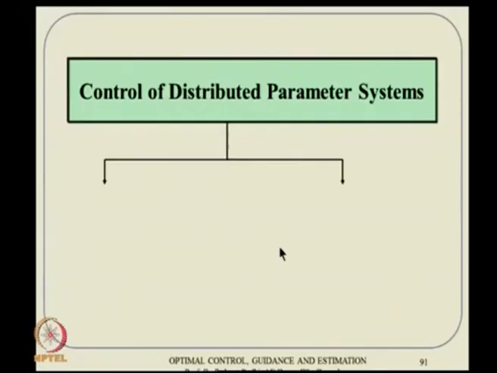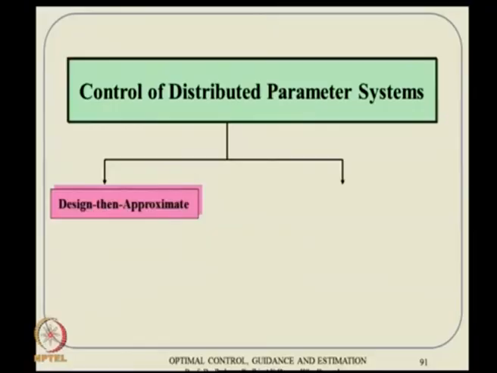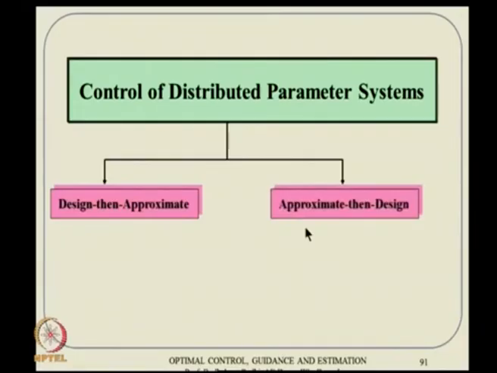Now, going back and seeing what can be done for this distributed parameter system, there are two approaches. One is design and then approximate. That is what mathematicians love to do. They invoke infinite dimensional operator theory and do all sorts of nice algebra there, finally come up with the control expression, then discretize it ultimately and try to implement. So, that is design then approximate. But the engineering approach follows a reverse way. It first does the approximation and then does the design for that approximate problem.